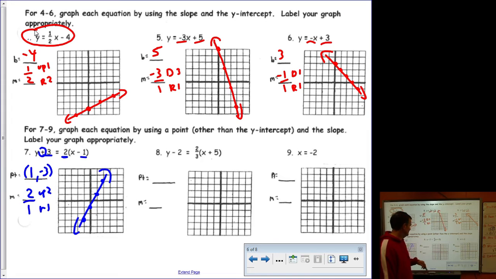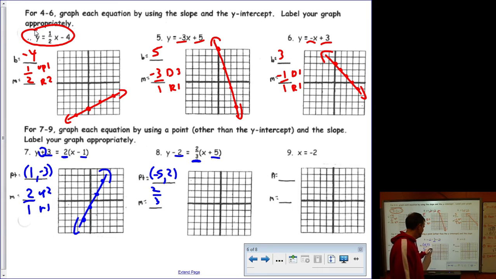In number 8, my point is an x value of -5 and a y value of 2. And of course, the slope is 2/3. So to graph this line, I would put a dot at (-5, 2), right? The slope is telling me to go up 2, right 3. So up 2, right 3. That's all the points I can get here. And my line might look like that.